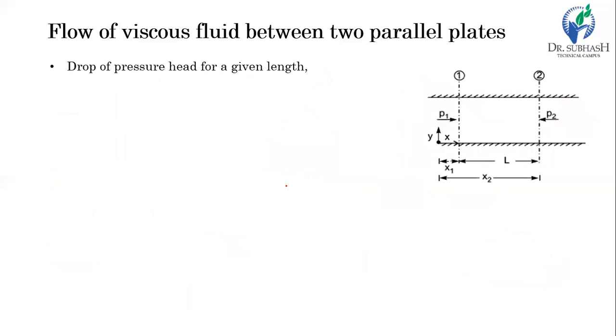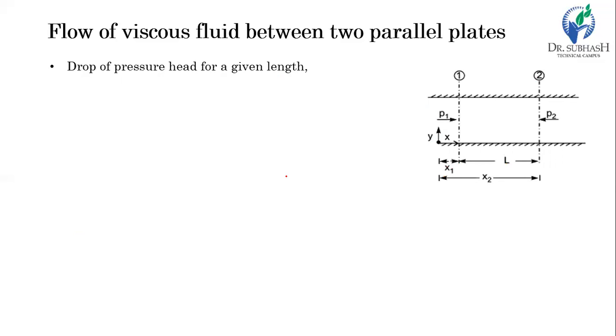So let's consider the drop of pressure head for a given length, not of a pipe here, but between two parallel plates. Consider section 1, which has a distance x1 from the starting or reference point, and section 2, which has a distance x2 from the reference point. The distance between these two is again L, which is nothing but x2 minus x1.